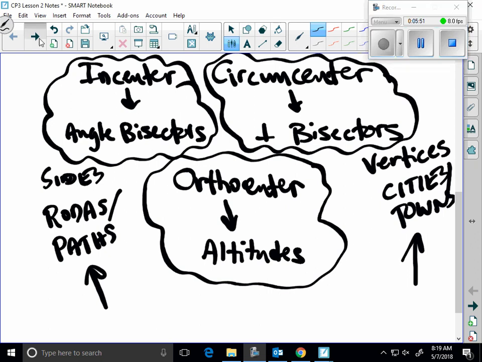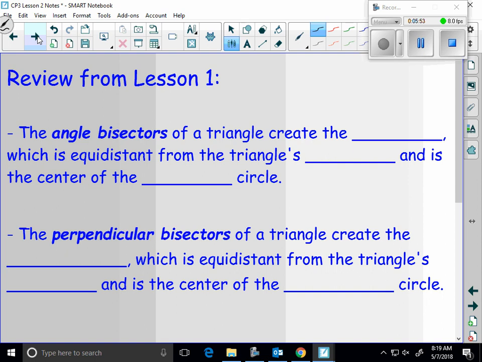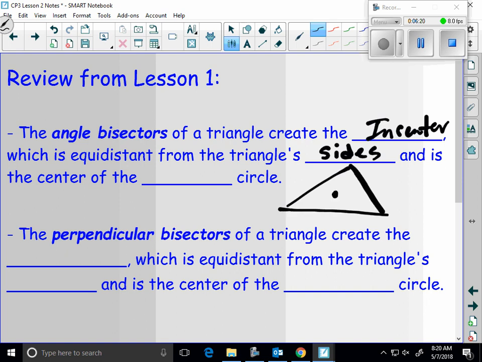Okay. Let's get started with the lesson. Just a quick review of vocabulary. The three angle bisectors of a triangle form what? We just talked about it. The incenter. Very good. Which is equidistant from the triangle's sides and is the center of the... Okay, now this is the weird one, but here you go. Here's a triangle. The incenter is the center of the circle inside the triangle. That's called the inscribed circle.